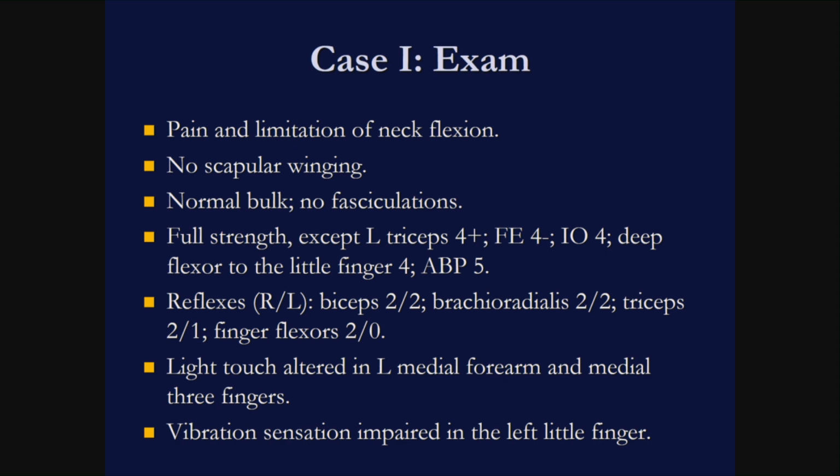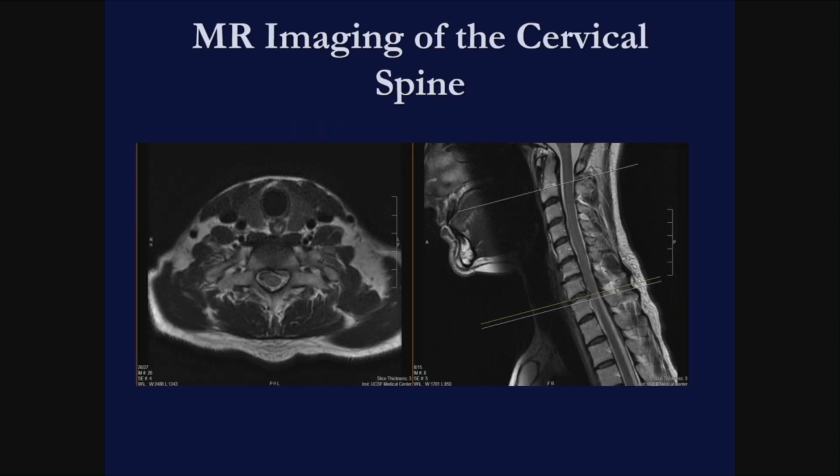Her motor exam was notable for mild weakness of the triceps, fairly significant weakness of the finger extensors and the interossei. Curiously, the deep flexion of the little finger, just the little finger, was reduced, but APB was full strength. APB has a lot of T1 in it, by the way. And then the reflex exam was notable for a dropped left finger flexor reflex, and light touch was altered in the medial forearm and medial three fingers, and vibration was down in the little finger.